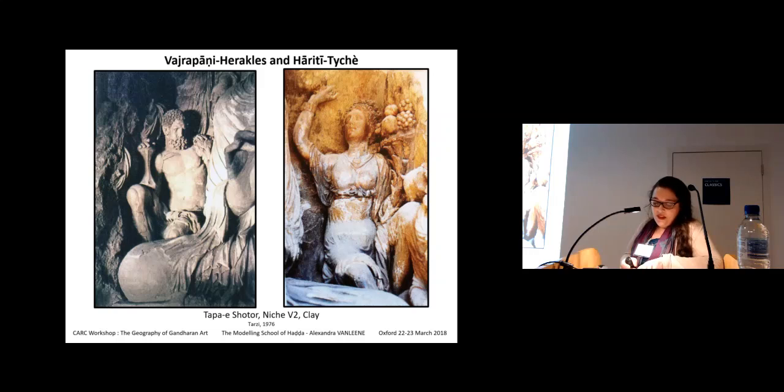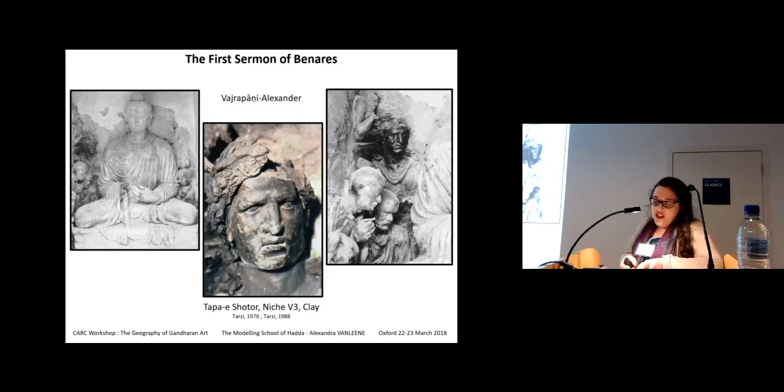Let's take a look at the V3 Chaitya. This niche is similar to the previous, but Vajrapani is represented as Alexander the Great. His long curly hair, adorned by a diadem, frames a beardless but virile face marked by pathos.